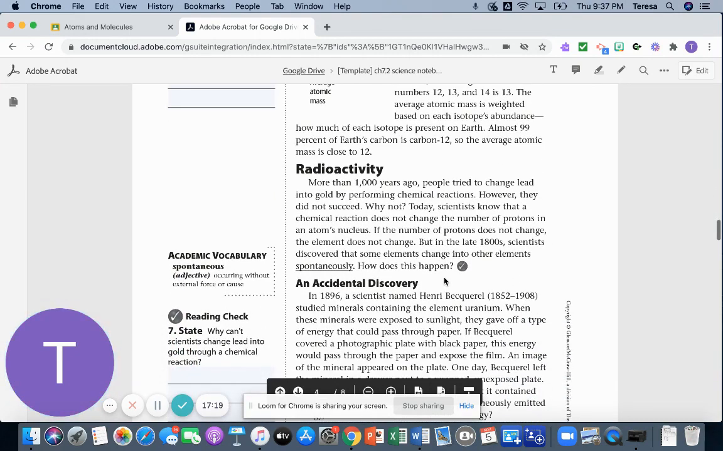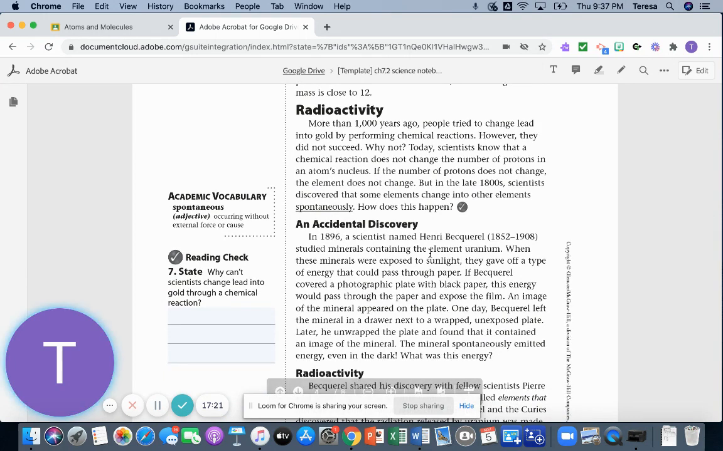All right, moving along to talk about radioactivity. More than 1,000 years ago, people tried to change lead into gold by performing chemical reactions. However, they did not succeed. Why not? Today, scientists know that a chemical reaction does not change the number of protons in an atom's nucleus. All a chemical reaction does is rearrange the atoms and what atoms are connected to each other. If the number of protons does not change, the element doesn't change.